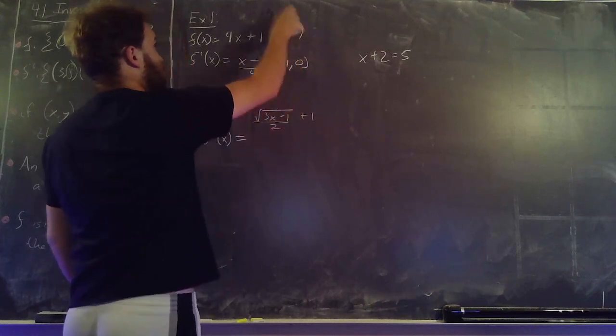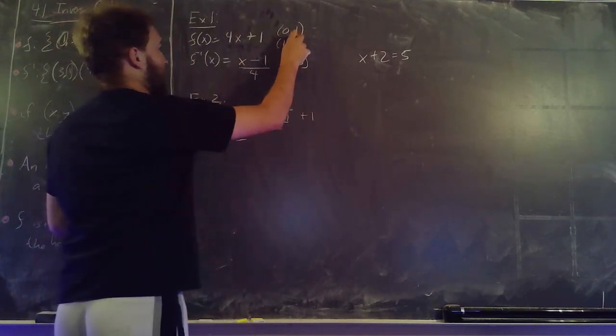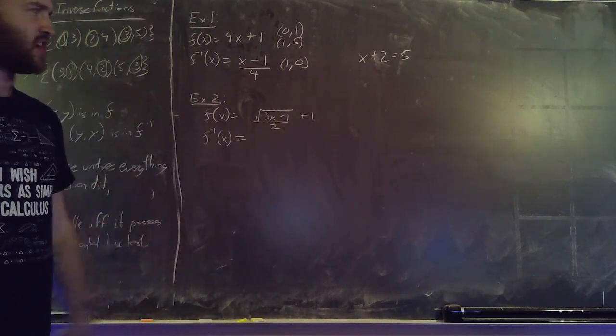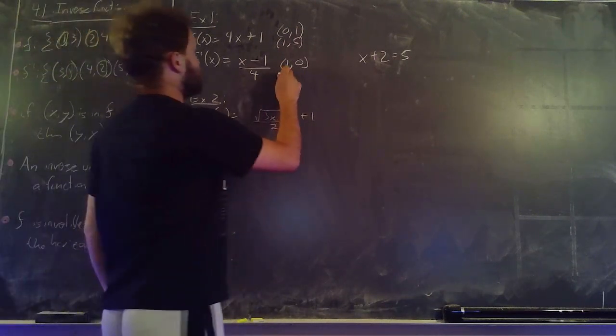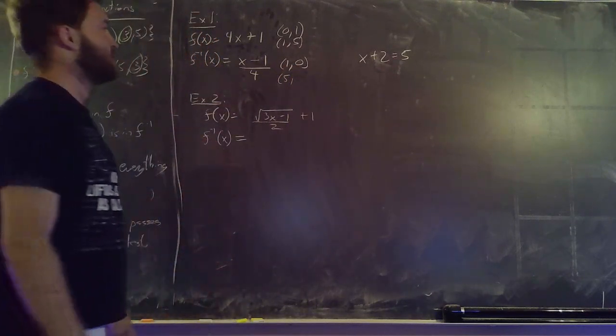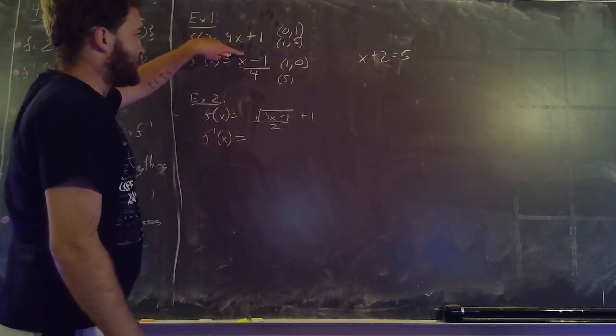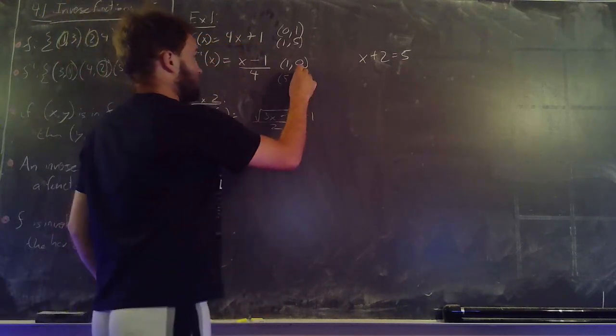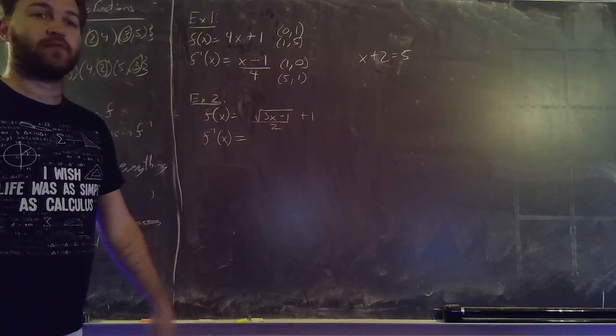When I plugged 1 into the original function, I got 5 out. Now that's a pretty specific number. It doesn't seem as generic as 0, so maybe this one's going to be harder to produce. When I plug 5 in, I'm supposed to get 1 out of the inverse. So if you plug 5 in here, 5 minus 1 is 4, and then 4 over 4 is just 1. So we can see that our inverse clearly works.